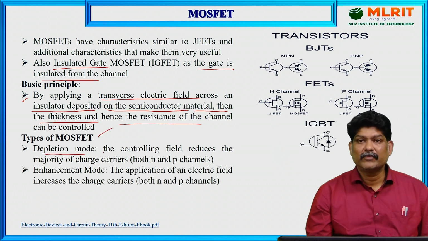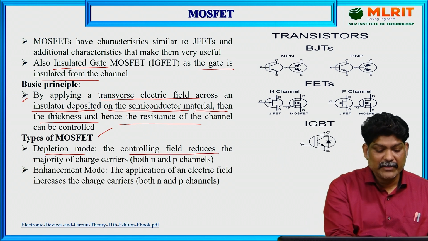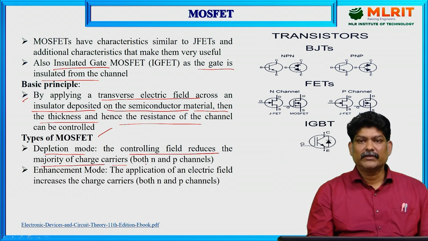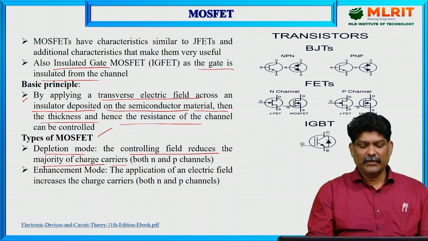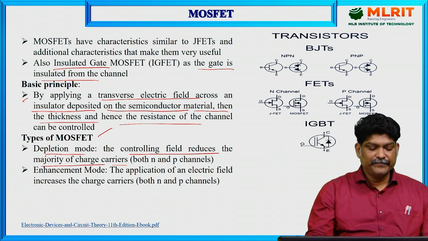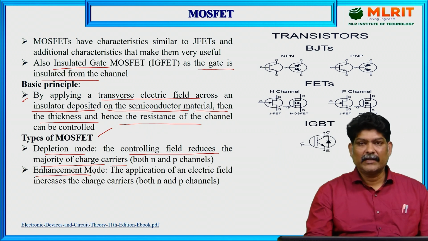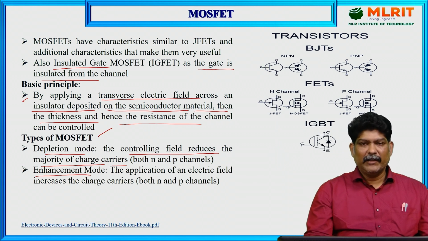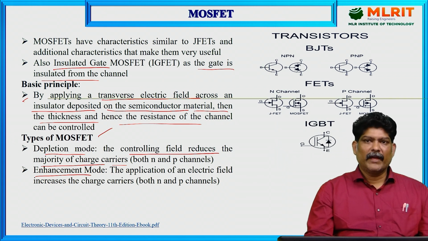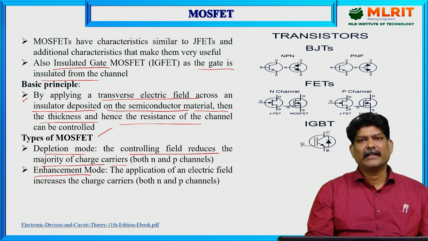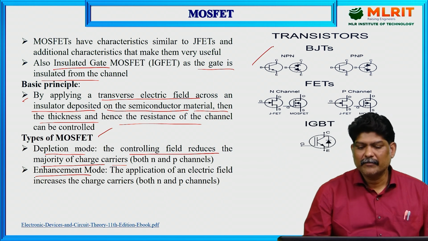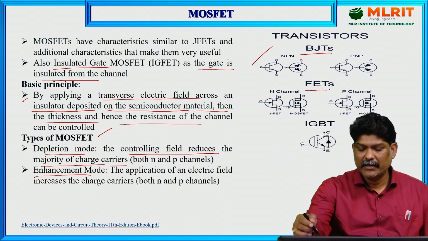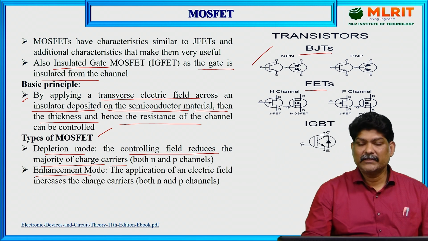What do we mean by depletion mode? The controlling field reduces the majority charge carriers in both N and P channels. That is called depletion mode. In enhancement mode, the application of the electric field increases the charge carriers. That is the basic difference. In depletion mode the charge carriers decrease, and in enhancement mode the charge carriers increase. These are the different symbols for BJT, FETs and MOSFET, so you can differentiate the BJT symbols from the FET and MOSFET.